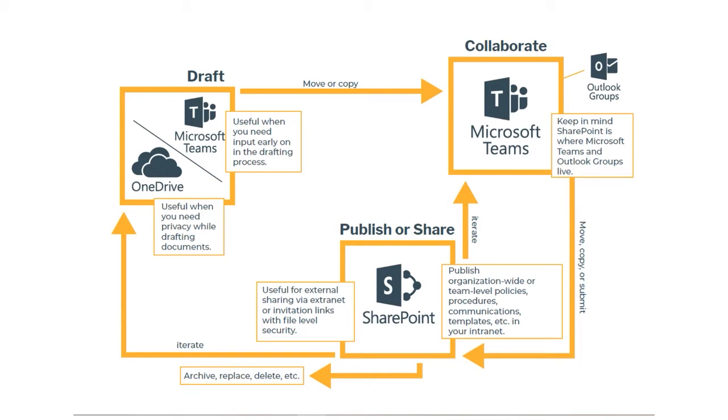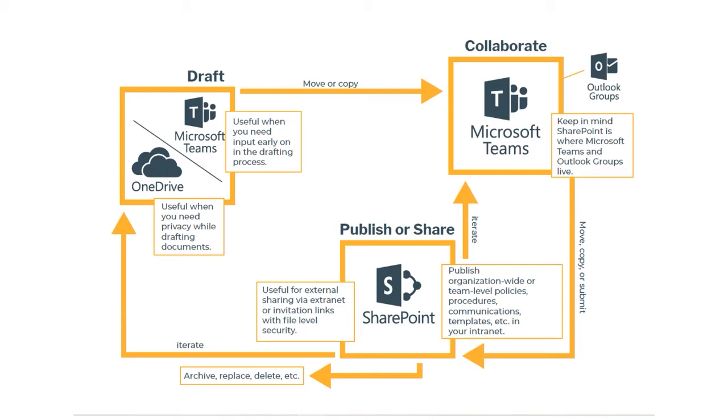So when drafting a document, the best place to start is your OneDrive. This is useful when you need privacy while drafting documents. And when you need input early on in the drafting process, you can share that link to your OneDrive document using a OneDrive link or through that Teams chat option like we discussed.